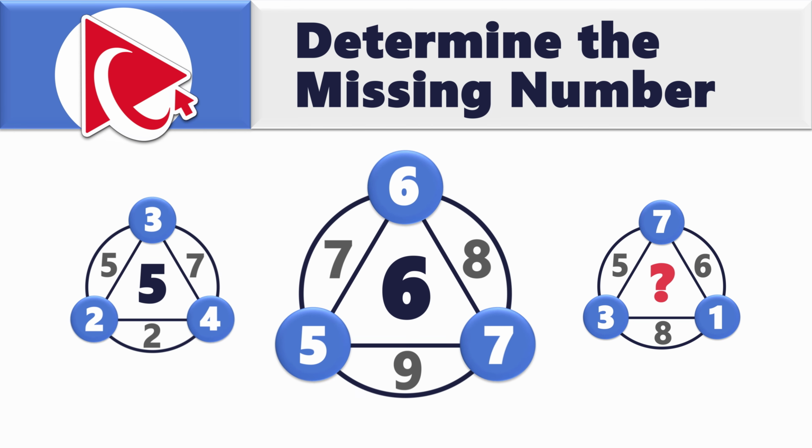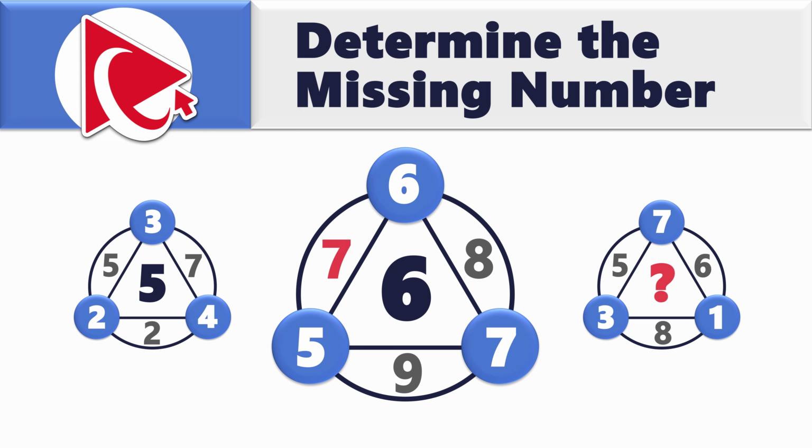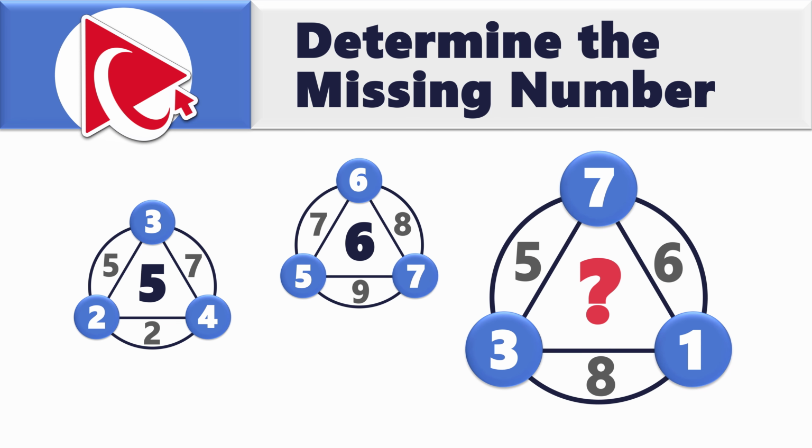In the second shape, the inside numbers are 7, 9, and 8. The outside numbers are 5, 6, and 7, and the middle number is 6. And then in the third shape, the inside numbers are 5, 6, and 8. The outside numbers are 3, 7, and 1, and the middle number is missing, which is something you need to calculate and select out of 4 possible choices.